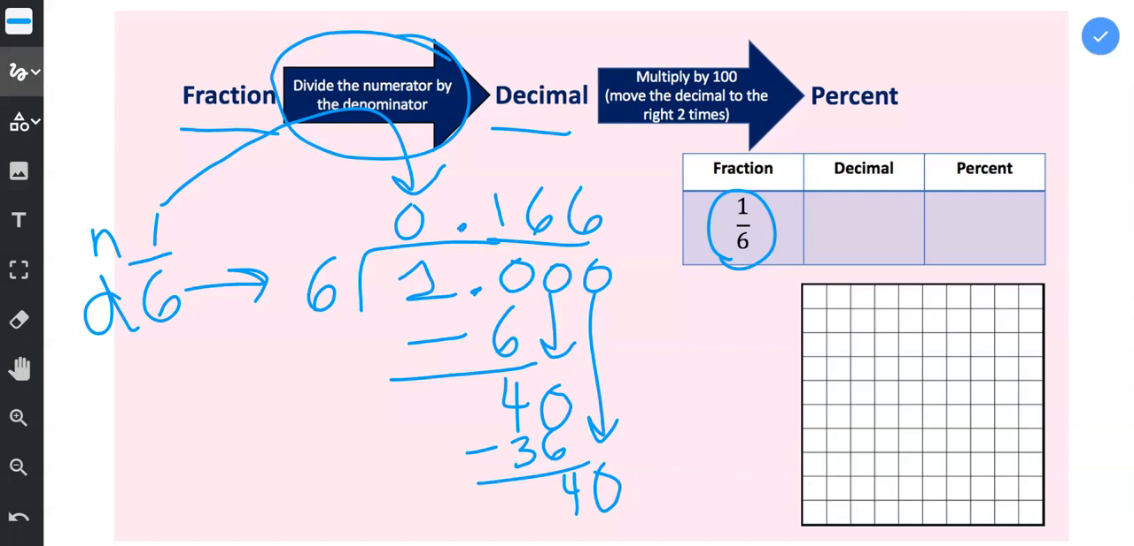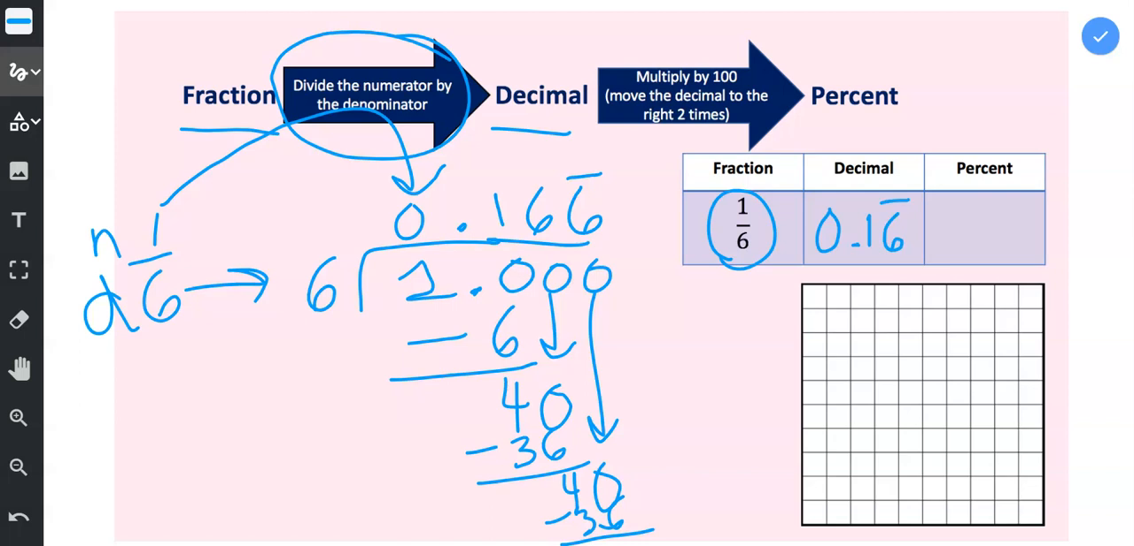I now see the pattern. 6 times 6 is 36. When I subtract, I'll get another 4, and this pattern will continue over and over again. So I know that I'm finished. And the decimal is 0.16, but you need to be careful.